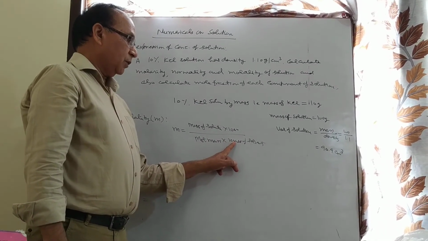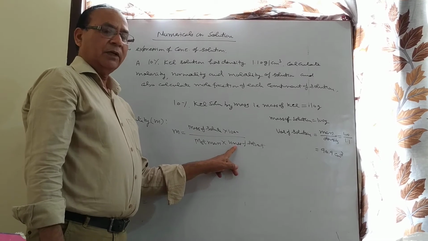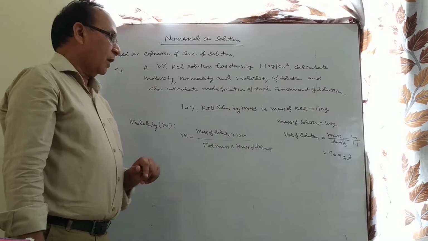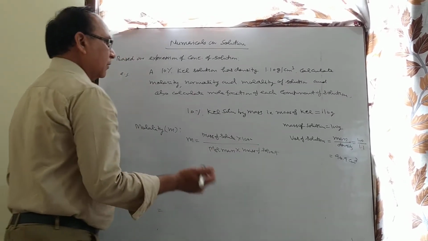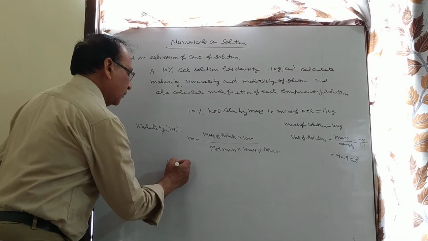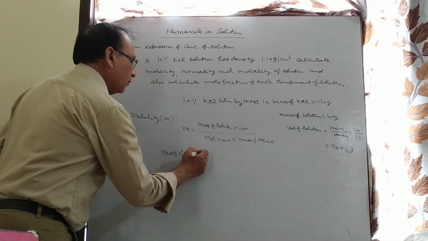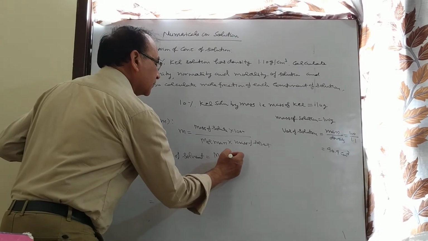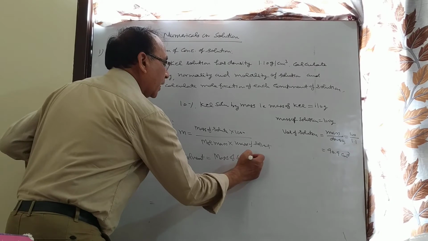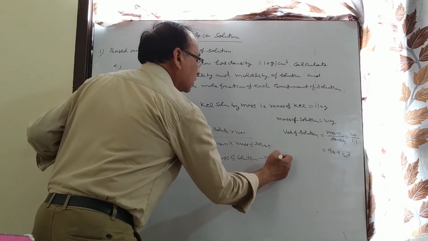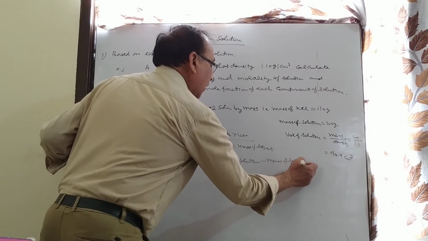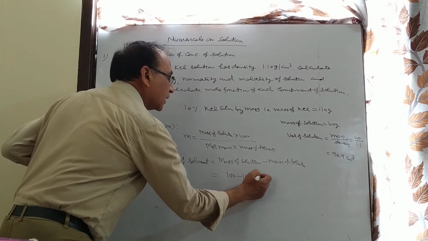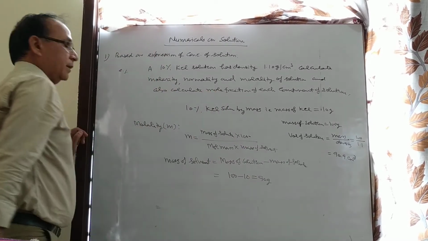If you compare this formula with the molarity, what is the difference? In case of molarity, we used volume of solution, but in case of molality, we are taking the mass of solvent. And you know, mass of solvent, how can we calculate it? Mass of solvent depends on the mass of solution. So mass of solvent is equal to mass of solution minus mass of solute. Okay, so mass of solution is 100 gram, mass of solute is given to us 10 gram, so mass of solvent will be 90 gram.